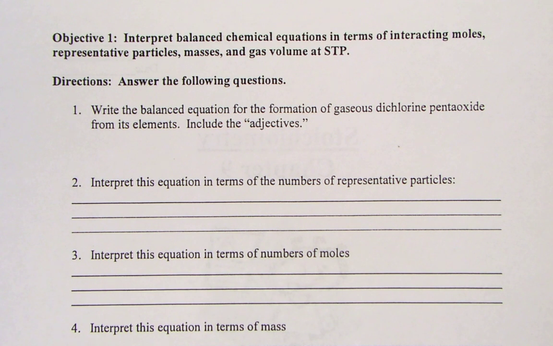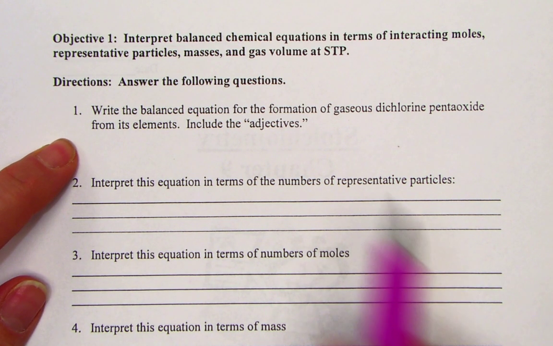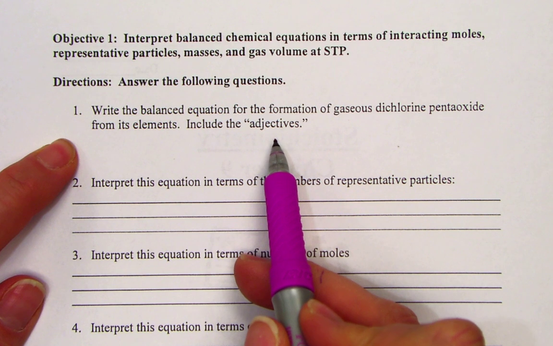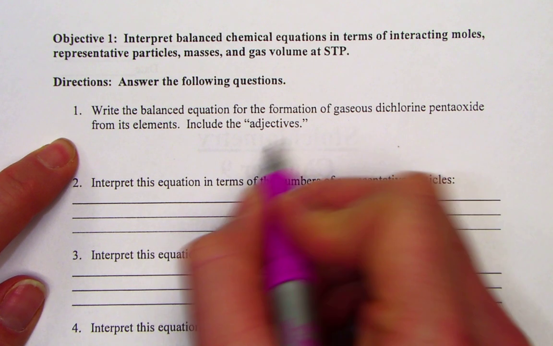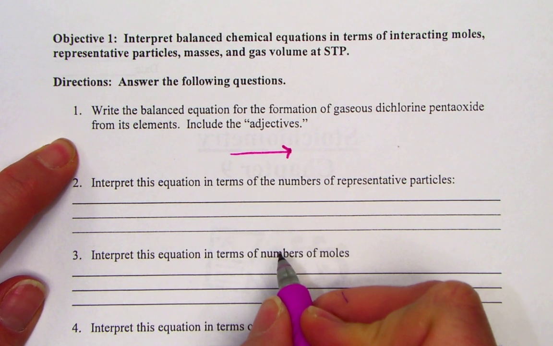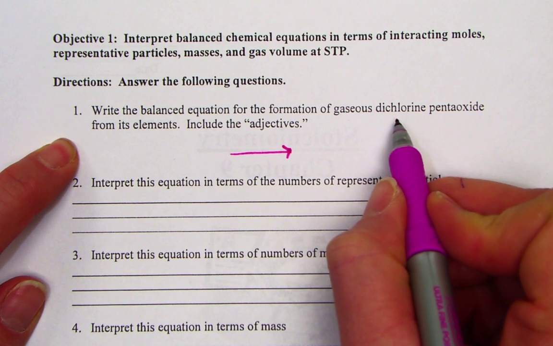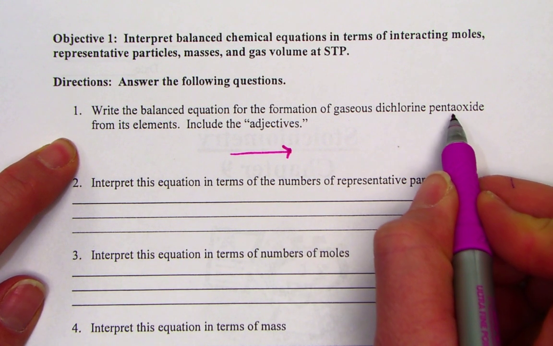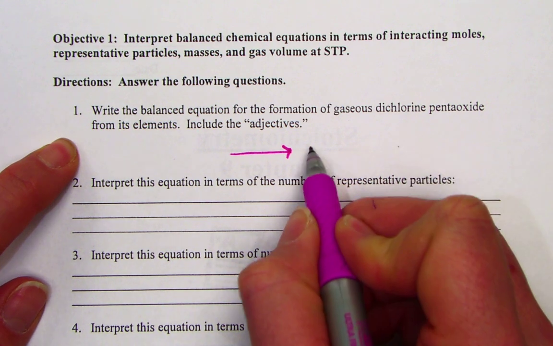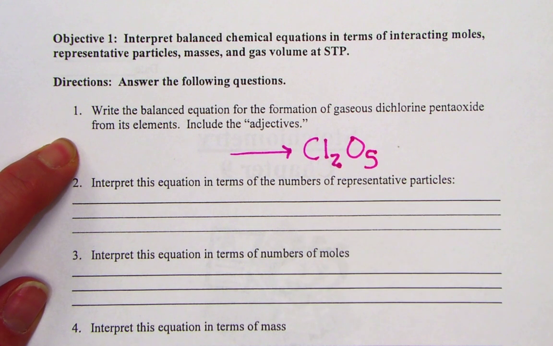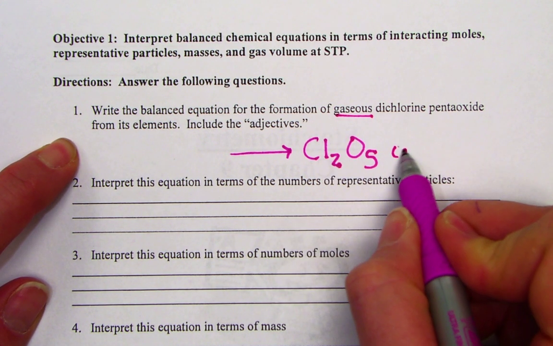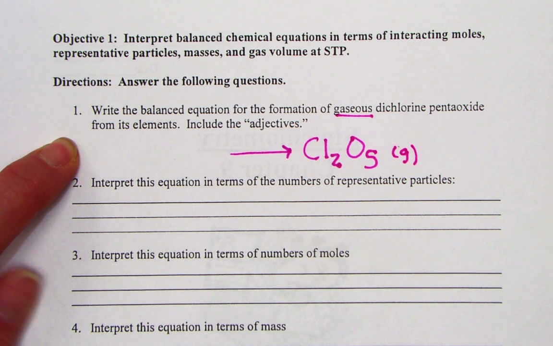Reading through the first question, it says we're to write the balanced equation for the formation of gaseous dichlorine pentoxide from its elements. And we're including what we call the adjective, which are the states of matter. The formation of dichlorine means to point at it, so you'll see me start with the product arrow. Dichlorine pentoxide says we're forming a molecule. Let the prefixes guide your product. Dichlorine, Cl2, pentaoxide is O5. It tells me that it's gaseous, so I'll put the little g sign there that we know it's in the gaseous phase.